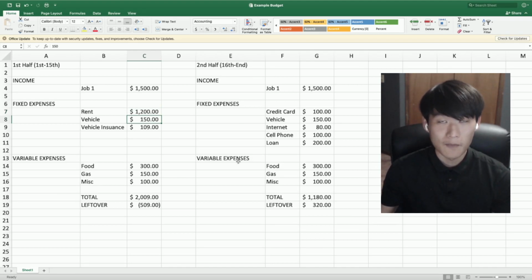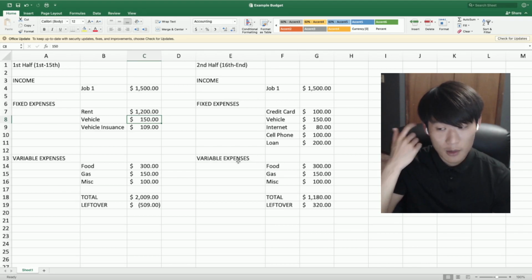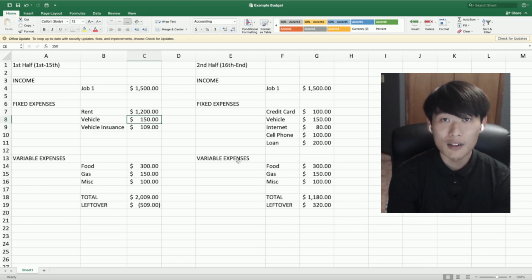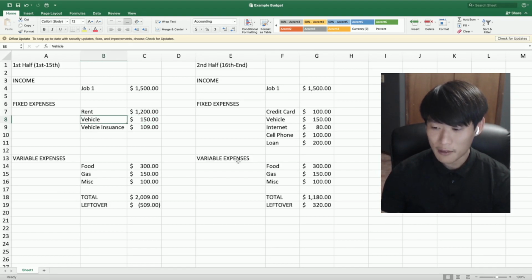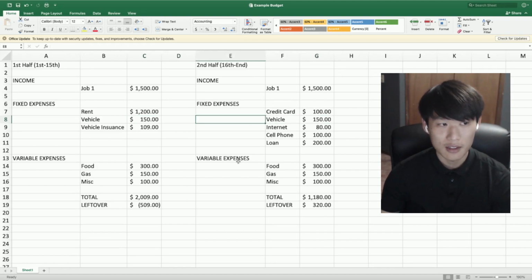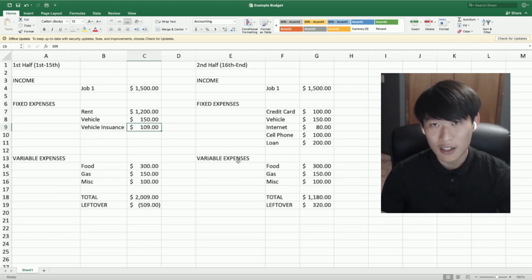Then they tell me their vehicle payment, if they have one, which in this example is $150 bi-weekly. So we set it up as bi-weekly. We put it in the first half and then we also put it in the second half, as you can see on the right side of the screen. Okay. Vehicle insurance is monthly. They do monthly payments of $109.